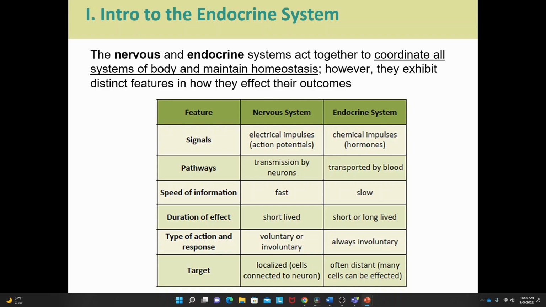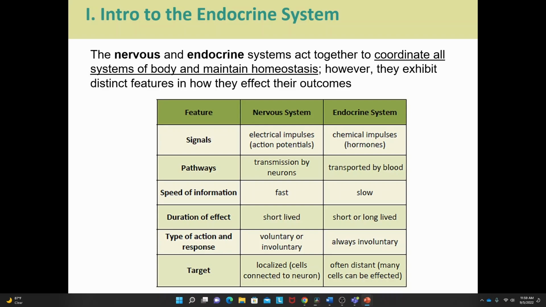With the nervous system, we do have some voluntary control. So you think about your conscious thought, your ability to think and control your own body, your own movements, right? There's voluntary components to the nervous system. Whereas the endocrine system, you do not consciously think about that, right? It's going to happen without you thinking.